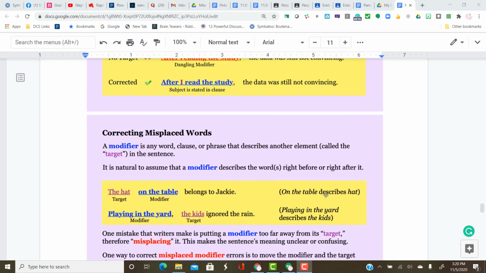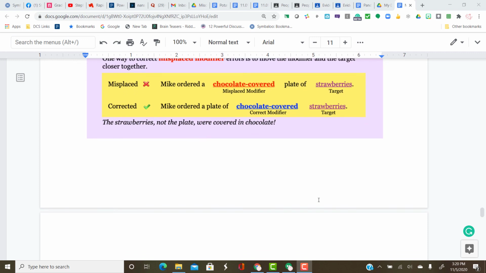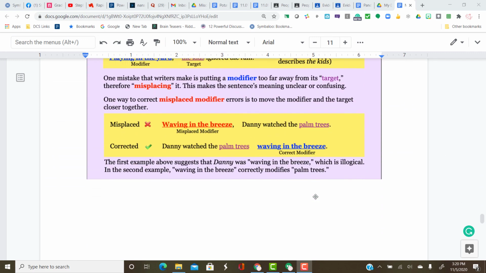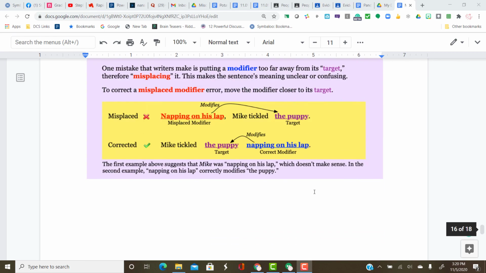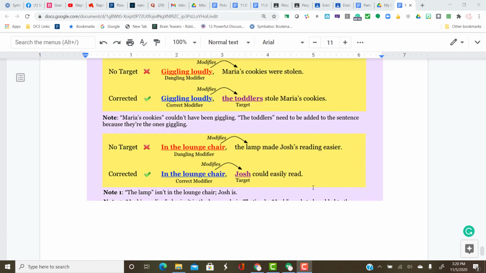Slide 17, another good example of a misplaced modifier. Mike ordered a chocolate-covered plate of strawberries. Makes it sound like the plate is chocolate-covered. So put it next to strawberries. Mike ordered a plate of chocolate-covered strawberries. Easy enough. Slide 18, another example of a misplaced modifier, but nothing new really. 19, nothing new. 20, nothing new. 21, nothing new. Okay, so that's all of them.